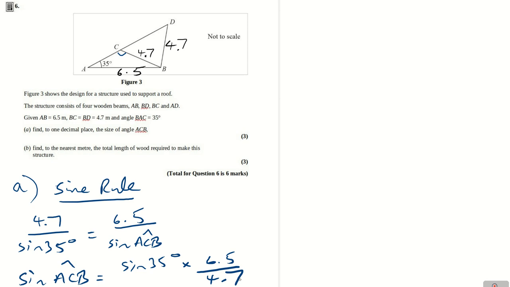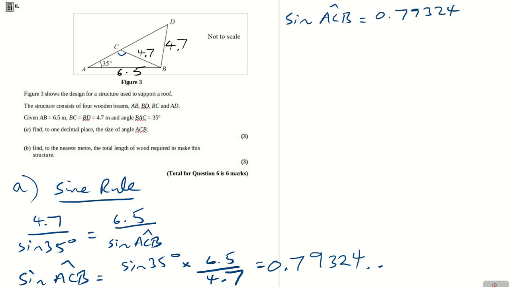Okay, and if you work that out on the calculator, it comes to something like 0.79324. Right, so that's the sine of the angle. So let me write it again up here. The sine of the angle that we're trying to find is equal to 0.79324. Now what we need to do to find ACB then is to do the inverse sine, or the arc sine, of that. But the problem is this.